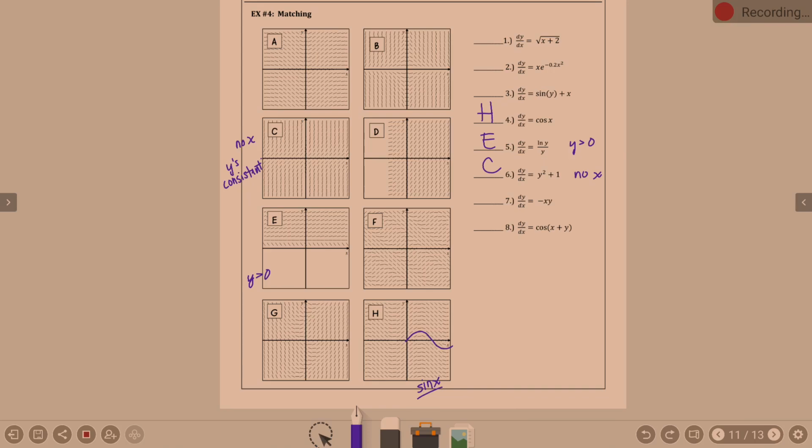Can you figure out what's going on in D? There's an E. Like on E, y couldn't be negative, right? On D, x can't be some values over there, right? There's a cutoff value. We don't know what that value is, but there's a cutoff value of some sort. 2.